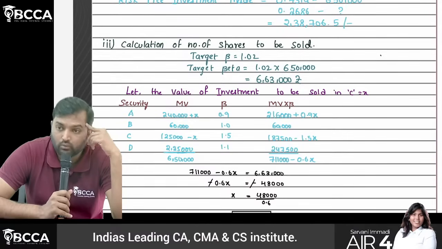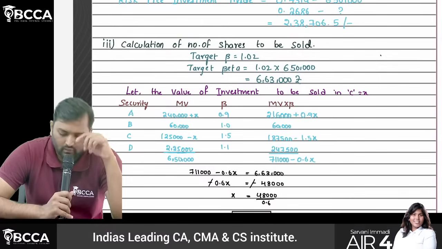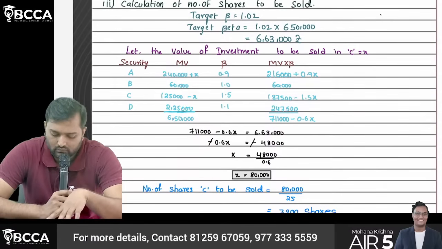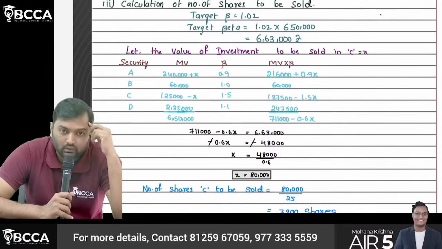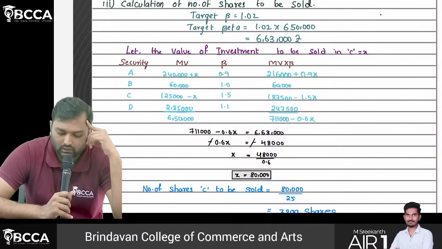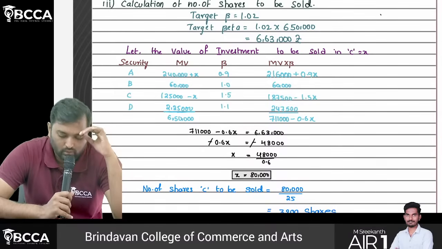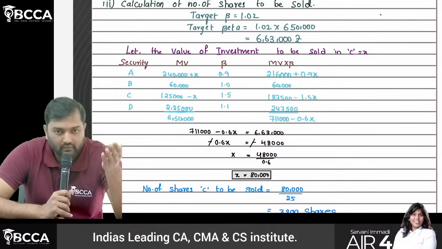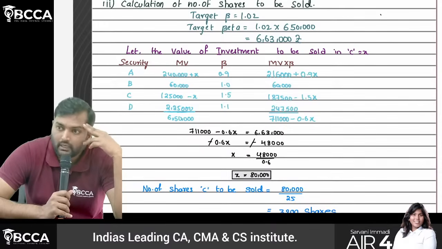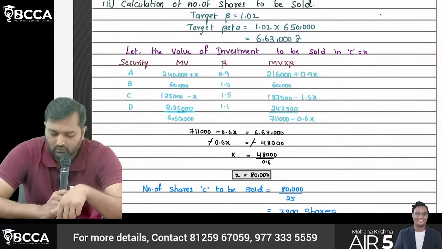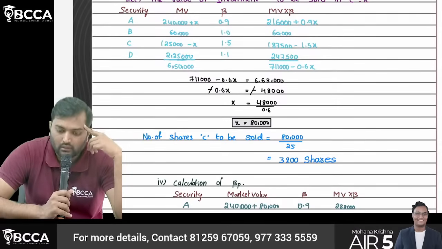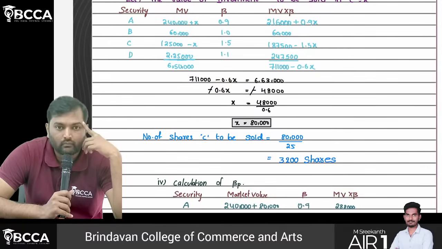That should be equal to what? That should be equal to 6,63,000. So that means X must be equal to 80,000. So the number of shares of C to be sold is equal to 80,000 divided by the market price per share of 25. So how many shares are we going to sell? 3,200 shares. So that is the question they have asked.